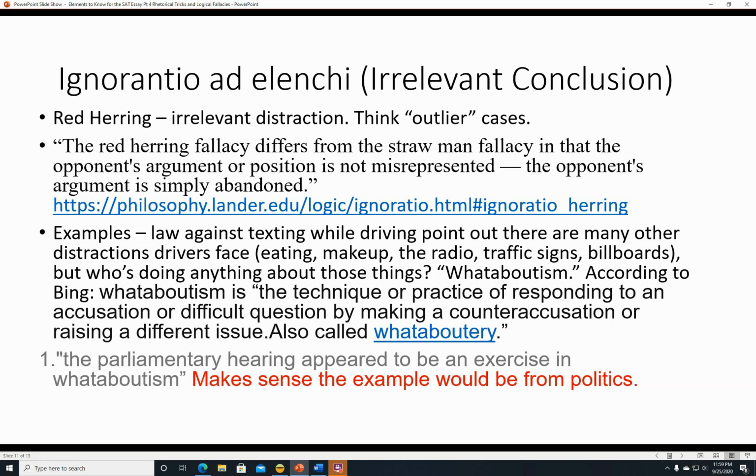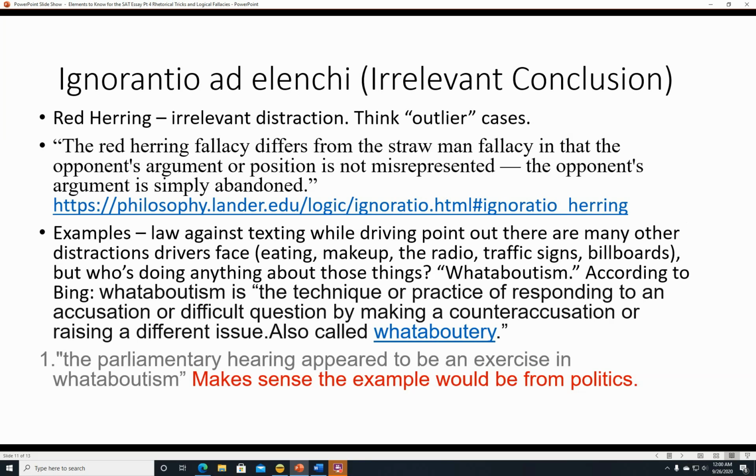So here they say, a law against texting while driving points out there are many other distractions drivers face. Basically, well, why should we make texting and driving illegal? Because, hey, even before anybody had a cell phone, people would eat, put on makeup, adjust the radio, CDs, look at traffic signs, billboards, people walking down the street on the sidewalk, blah, blah, blah. But what's anybody doing about any of those things? Who's doing anything about any of those things? That you might know as whataboutism. We've seen that the last couple of years.